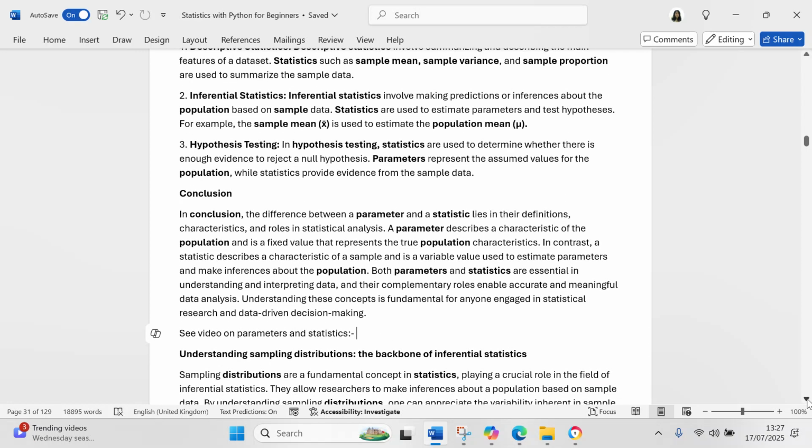So that concludes our talk about understanding the difference between the parameter and the statistic. I'm going to go ahead and conclude this video. In the next video, we'll be talking about some other statistical concepts.